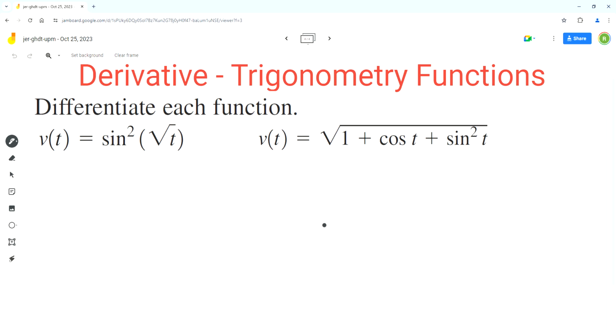So in this video, we'll differentiate these two functions. So let's start with the first one. V at t equals sine square root of t.